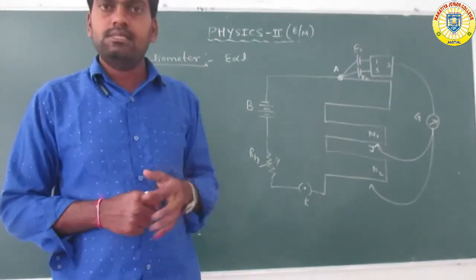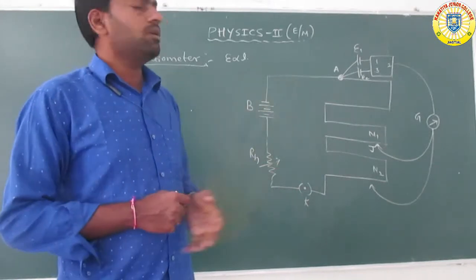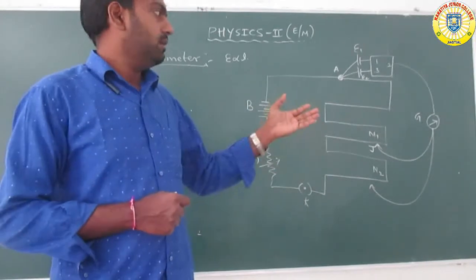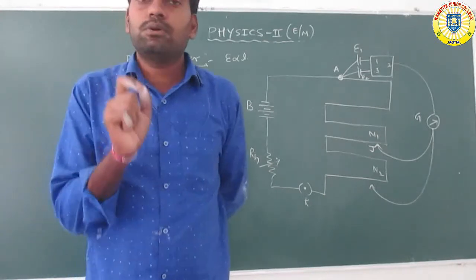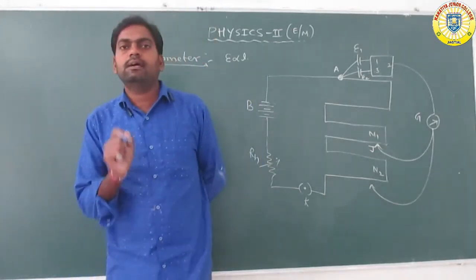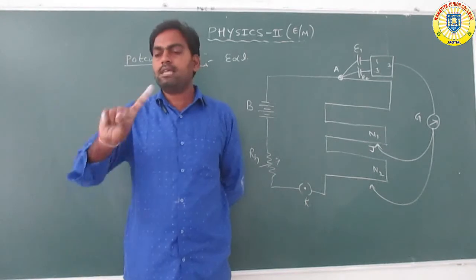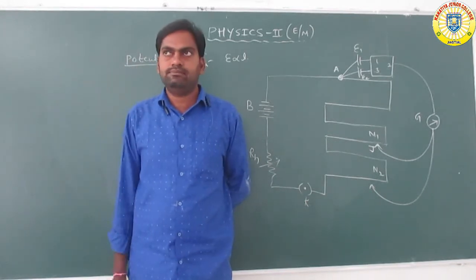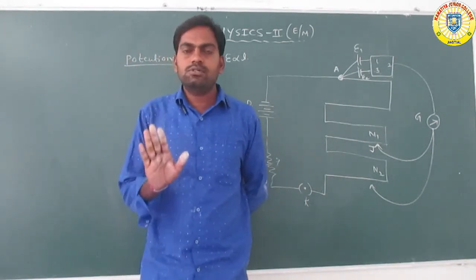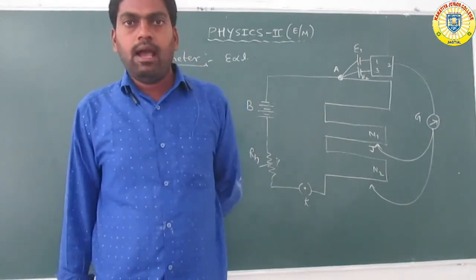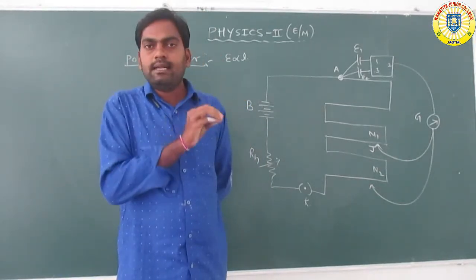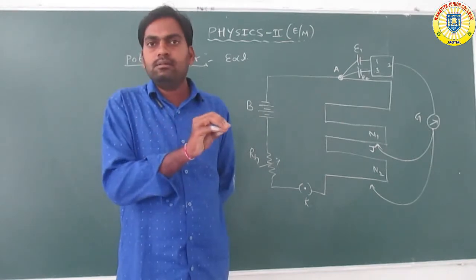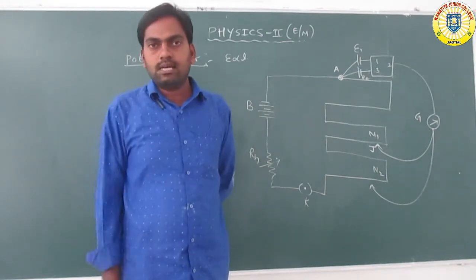the circuit. And that is called a two-way key, and the galvanometer. The galvanometer is used to show the deflection. Deflection means apavartanam chupistundi. Okay? It shows the deflection. And the jockey is connected to a galvanometer in the circuit.